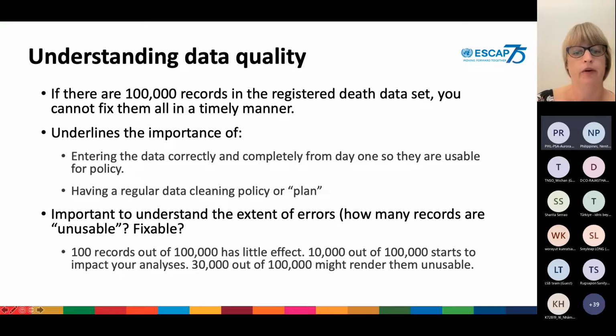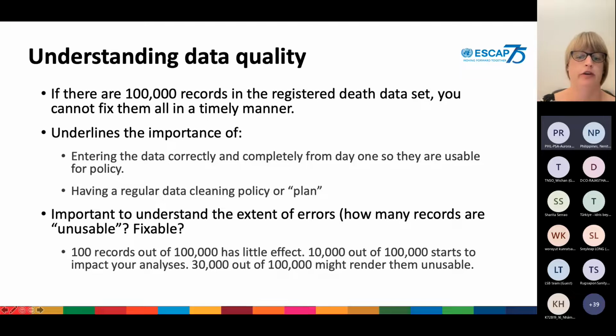So you want to know the extent of your errors. If you have 100,000 records and maybe only 100 records have errors, this has a very, very small impact on your data. It's less than 1%. It's pretty negligible. If you have 10,000 records that perhaps are blank or have some errors, now you're starting to look at 10% of your data, which could impact your analysis.